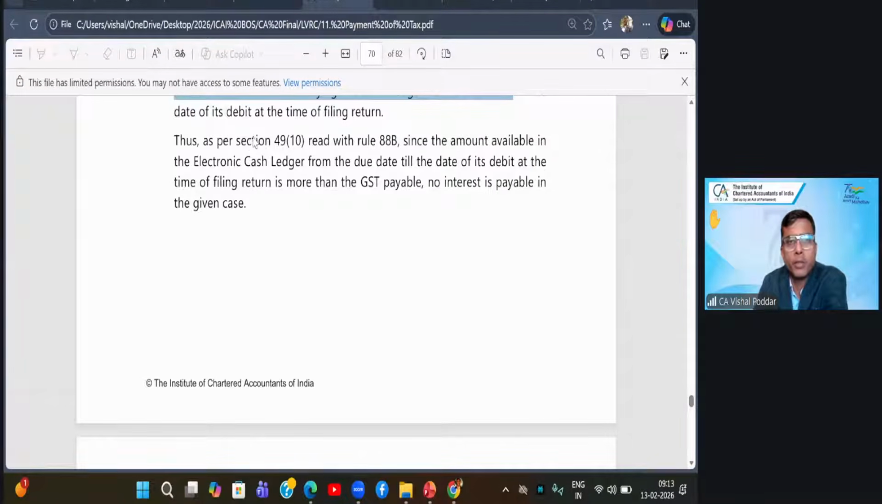Okay, I'll read. Thus, as per 49(10), read with Rule 88B, since the amount available in the electronic cash ledger from the due date till the date of its debit at the time of filing return is more than the GST payable. So when you add up the entire amount, you'll find that the total amount in cash ledger exceeds 1,50,000, which is double of 75,000, which is your liability. Hence, no interest is required to be paid.